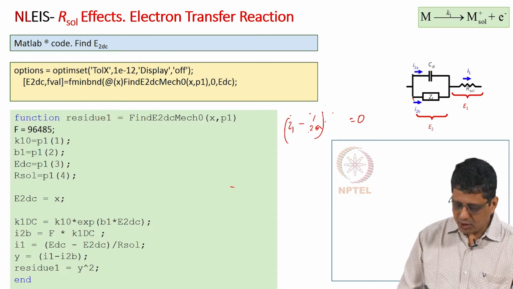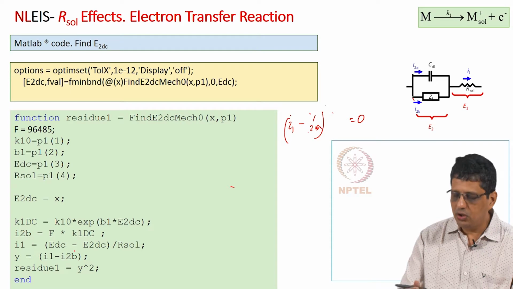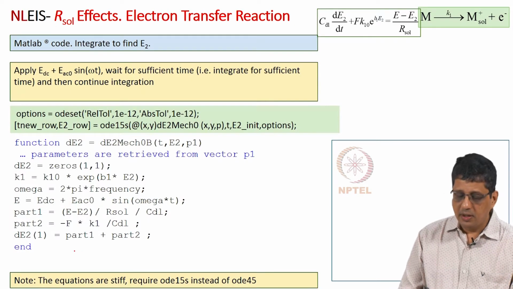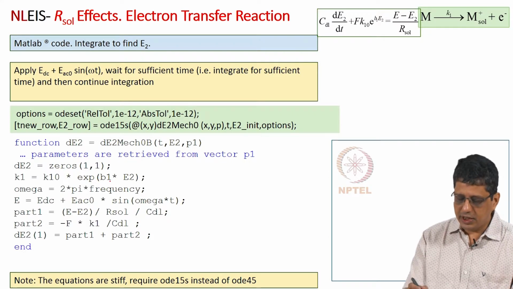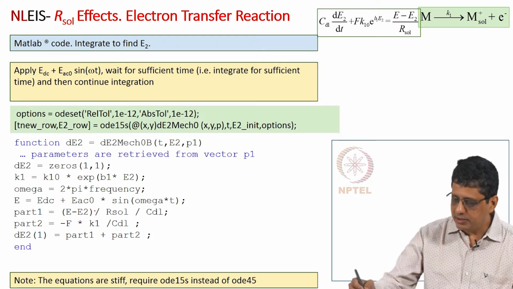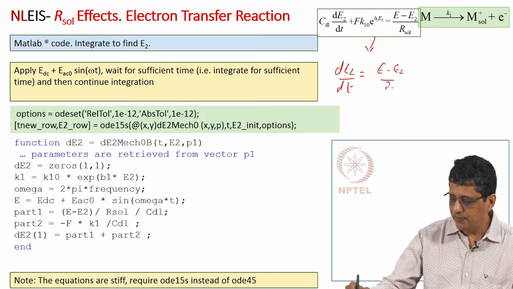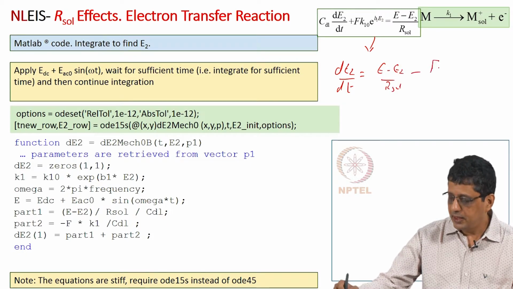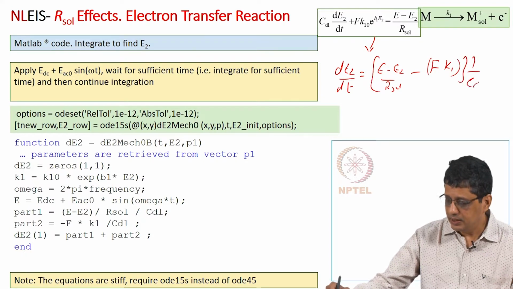So, numerically we want to calculate the residual and then take the square of that, that should become 0 or minimum here. And once you find the E2 DC, use that as initial value and you have to integrate this equation, which is basically take this equation, rearrange it as dE2 by dt as (E minus E2 by R solution minus F K1), the entire thing divided by CDL.